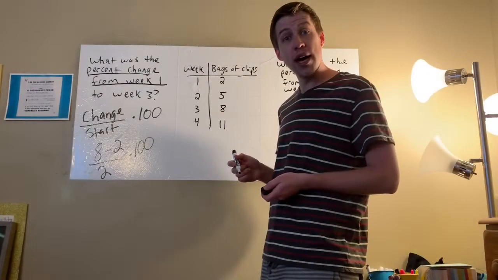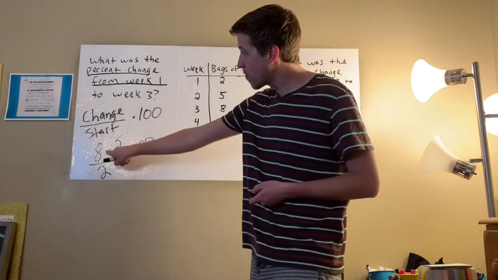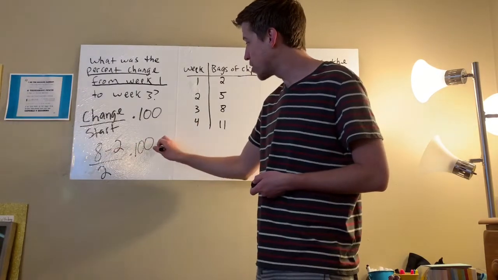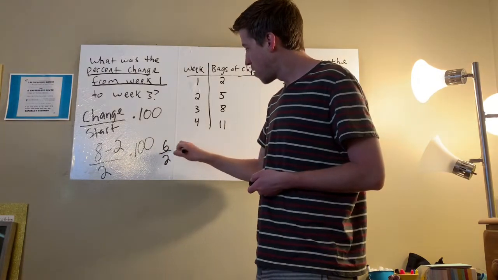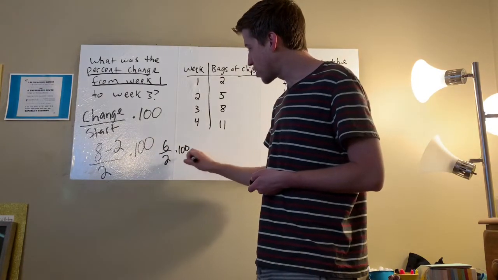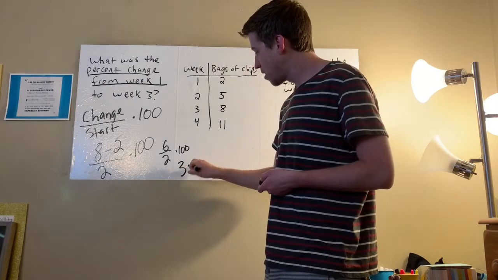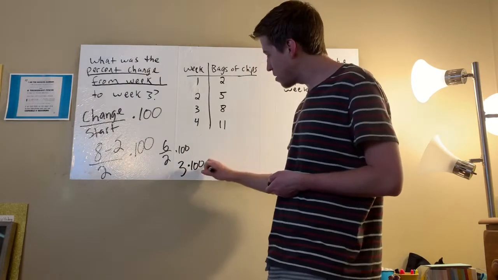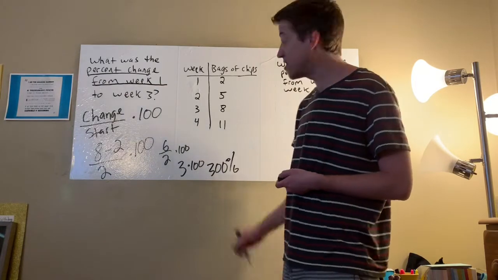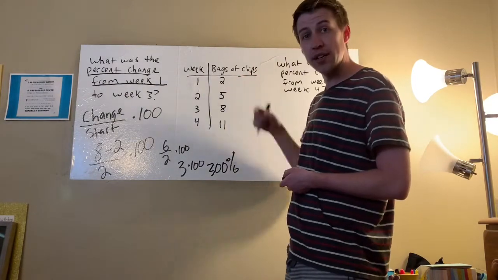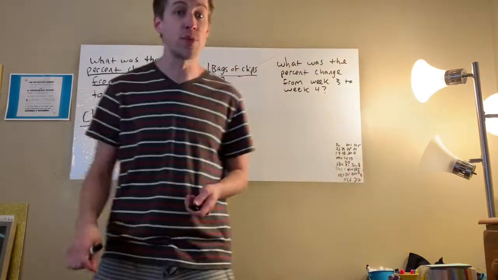Just to go over one more time what I did on the calculator: I first did 8 minus 2, which got me 6. Then I did 6 divided by 2, which got me 3. Then times 100 at the end for that 300% increase in how many bags of chips I was eating. Let's do one more just to make sure we got it.